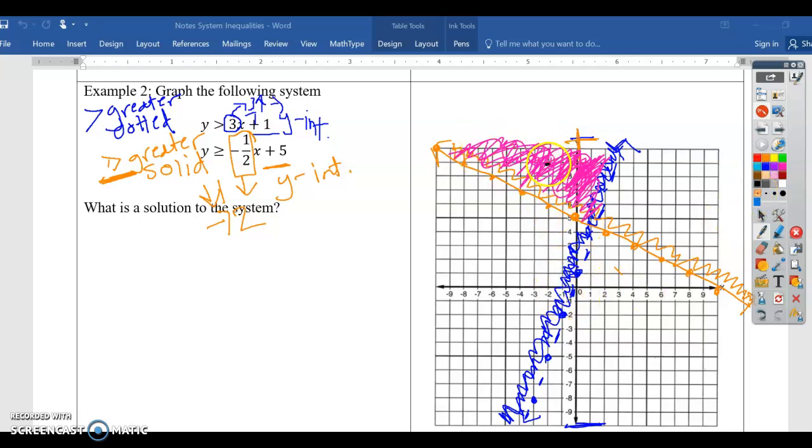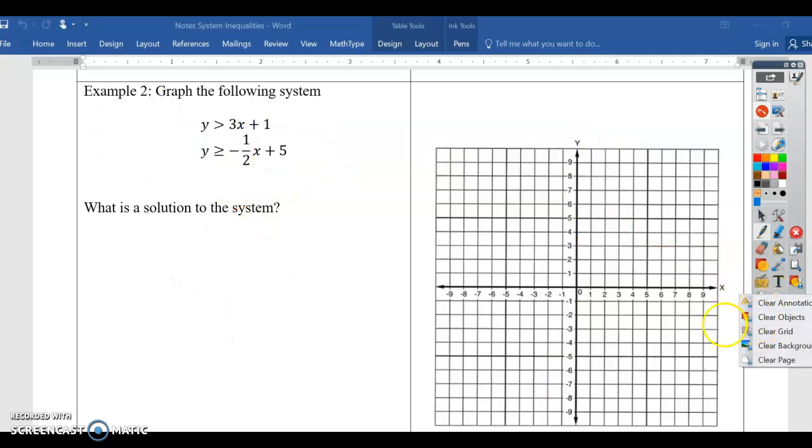I'm just going to pick (-2, 9). Okay, and you could pick any point. You could have picked (-4, 10). So there's an infinite number of solutions that you can pick as long as it's in this pink shaded region. Okay, so now that's it. Make sure you take a picture of your notes and you can go ahead and start on the practice.